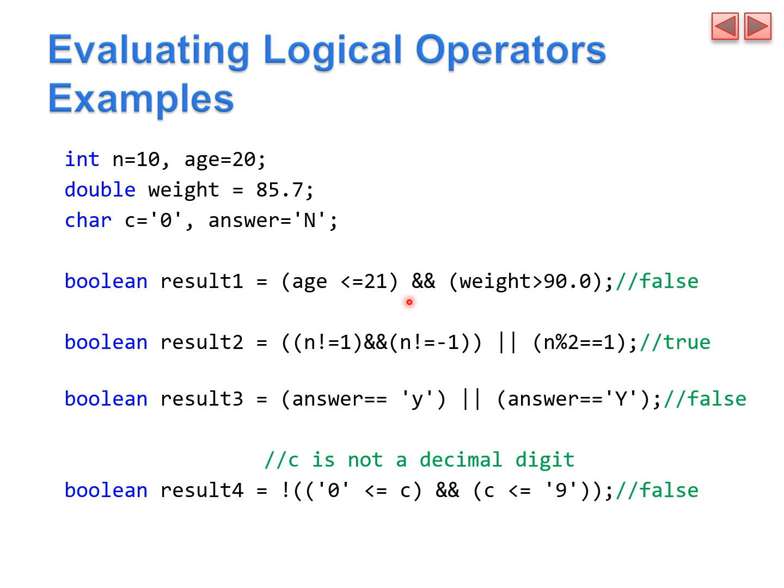Okay, so the first one is just the logical AND of two Boolean expressions, and both of them are simple ones. They are just comparisons. The first one is that age is less than or equal to 21, and the second one is weight larger than 90.0. So the variable age has the value of 20. So the first operand of this logical AND is true.